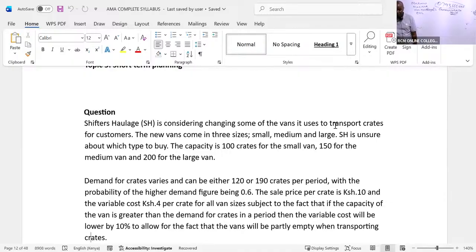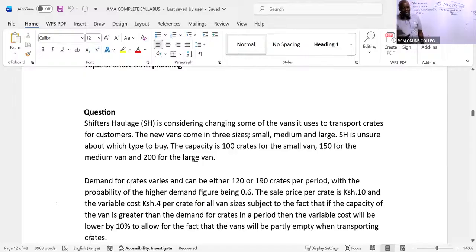So shall we do the question? And this great lady will be getting the question as we continue. So Shifters Haulage is considering changing some of the vans it uses to transport crates for customers. The new vans come in 3 sizes, small, medium, and large. Shifters is unsure about which type to buy. The capacity is 100 crates for the small van, 150 for the medium van, and 200 for the large van.